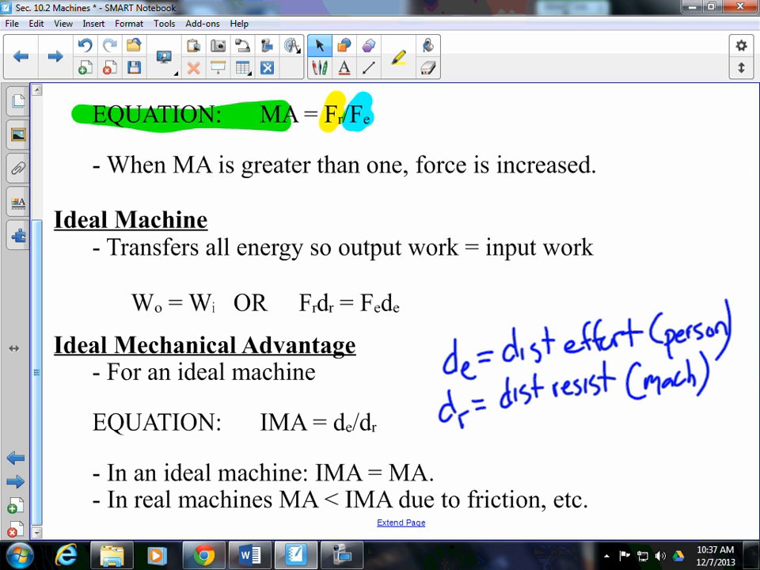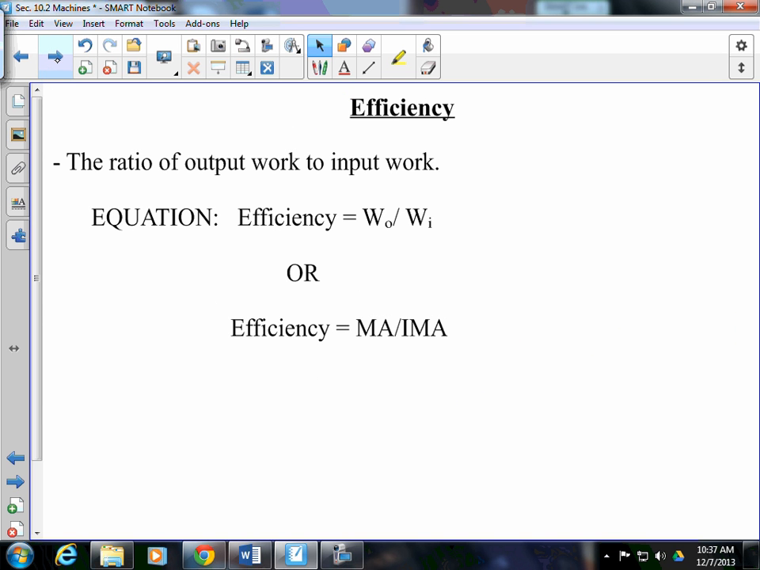So we have mechanical advantage, ideal mechanical advantage. And we can also calculate work output or work input. Now work output, remember, is what the machine is doing. So that deals with our force of resistance and our distance of resistance. Work input is equal to the force of effort times the distance of effort. Now we can have another equation, efficiency. Efficiency is equal to work output divided by work input, or it is equal to mechanical advantage divided by ideal mechanical advantage.